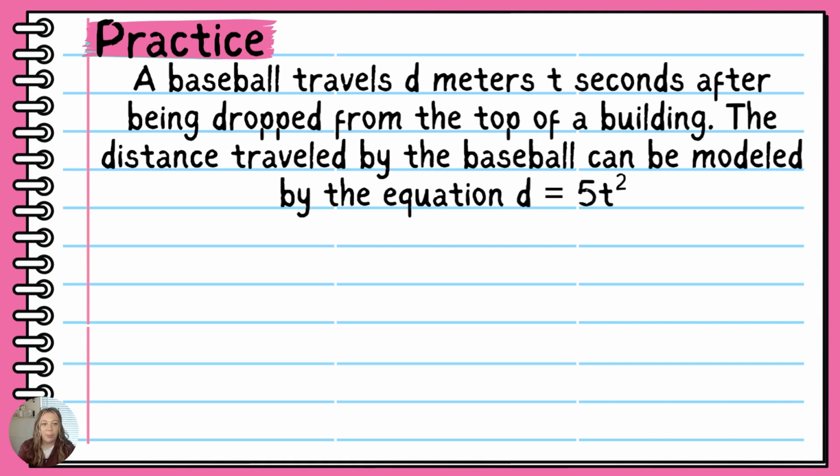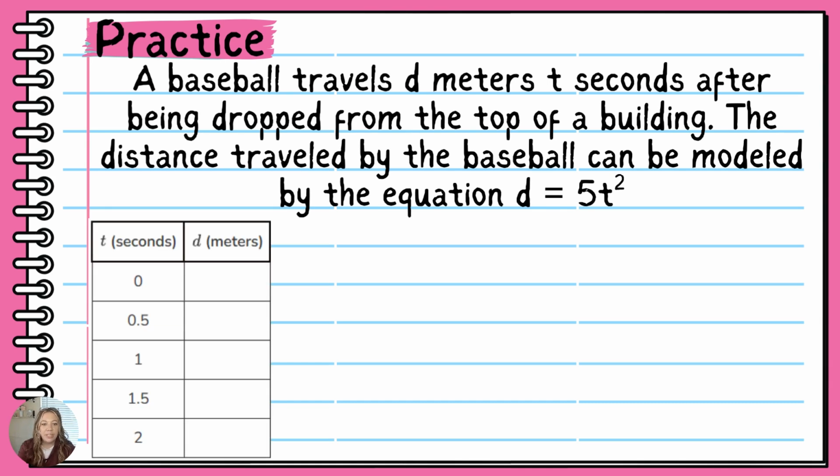Here's one more practice problem. A baseball travels d meters t seconds after being dropped from the top of a building. The distance traveled by the baseball can be modeled by the equation d equals 5t squared. Here's a table that we're going to fill in based on this function. If the number of seconds was 0, we would replace t with 0, which would give us an answer of 0. If we plugged in t equals 0.5, then we would square 0.5, giving us 0.25. And if we multiply that by 5, we get 1.25.